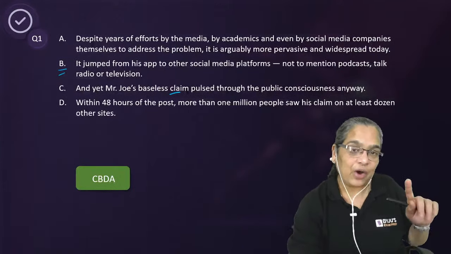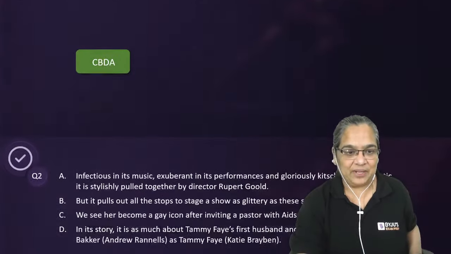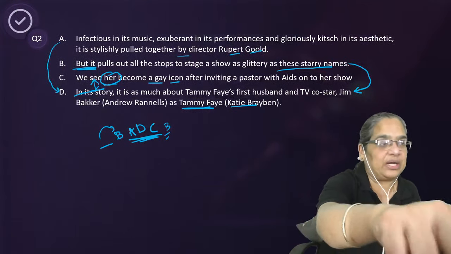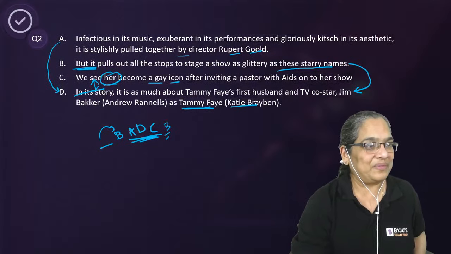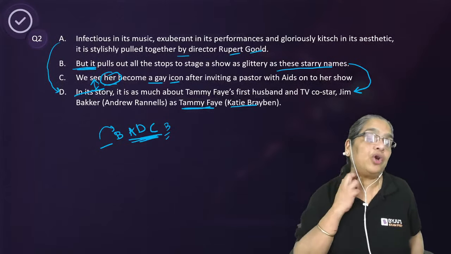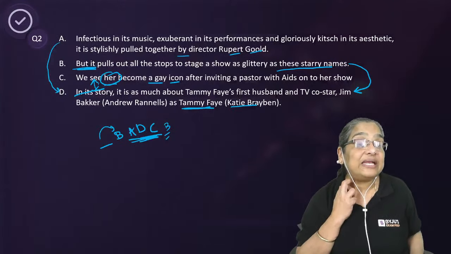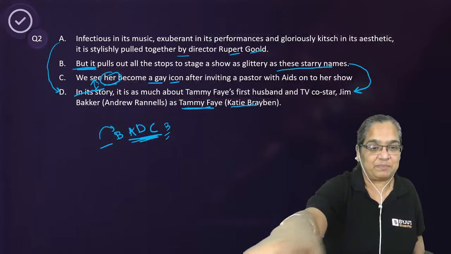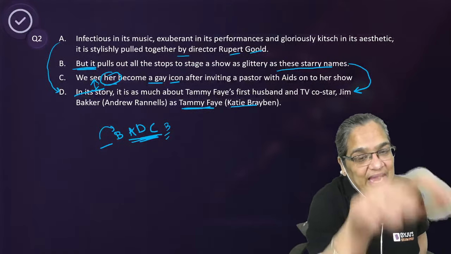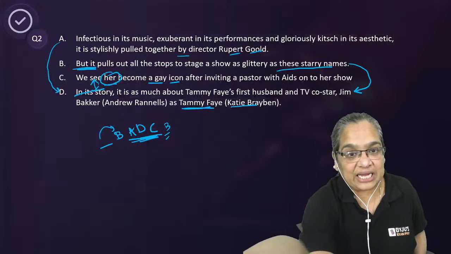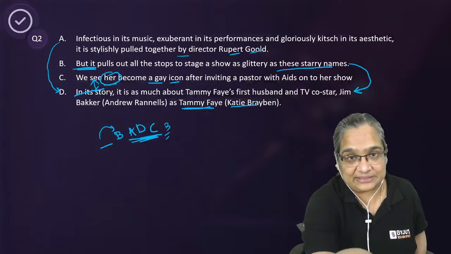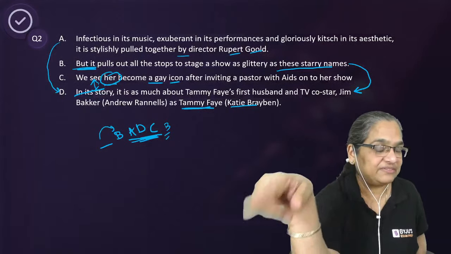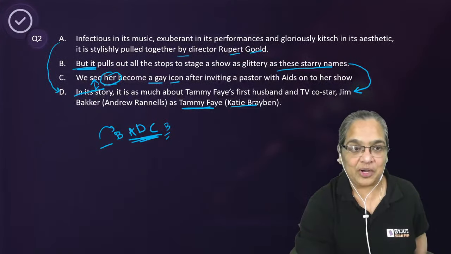So the logic, now we can think back and say, okay, this was tricky because here "star names" is where you connect B and D together. Alright, B, D will not go together, because these starry names, in its story, it's as much about Tammy Faye's first husband, comma, is the name of the actor. So these are not starry names, these are names of actors, these are names of characters. Brackets only gives the name of the stars. Got it?